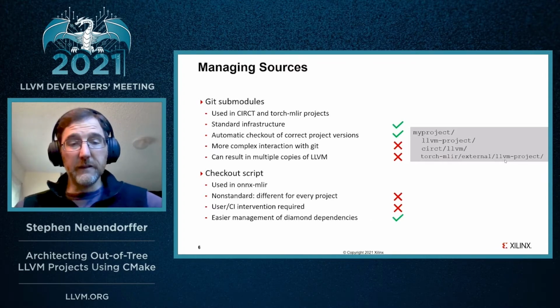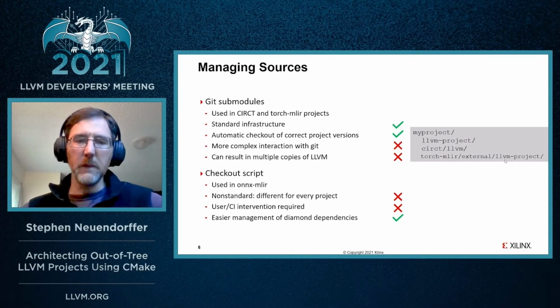But the advantage of it is that it's a little bit easier to manage these kinds of dependencies and to keep only one version of LLVM in your source tree. In my opinion, neither one of these is a very great solution, but we have to pick one of them. So if you have a better idea for how to approach this, I'd love to hear from you.